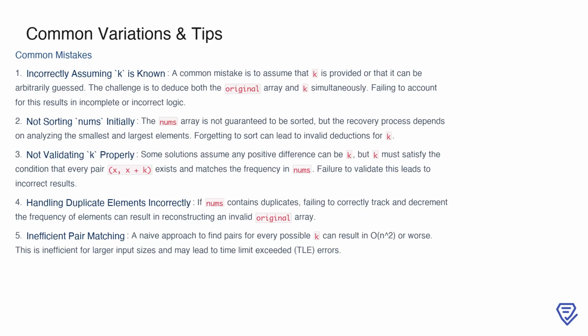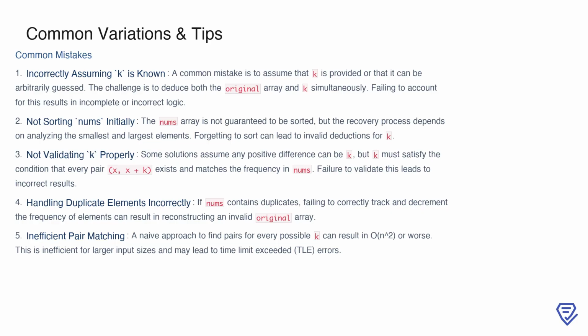Another common oversight is forgetting to sort the nums array at the beginning. Since the recovery process relies heavily on understanding the relationship between the smallest and largest elements, an unsorted array can lead to incorrect logic for determining k. Similarly, it's crucial to validate k properly. Not every positive difference is a valid k.